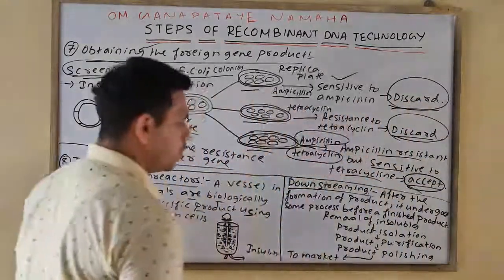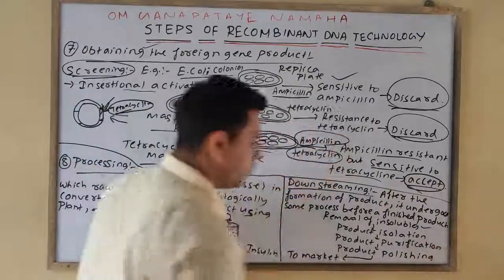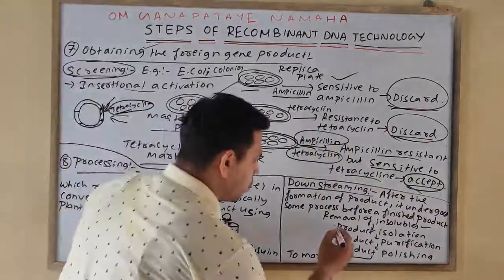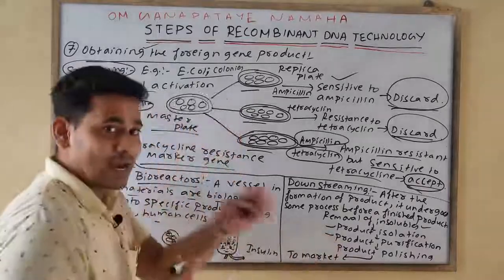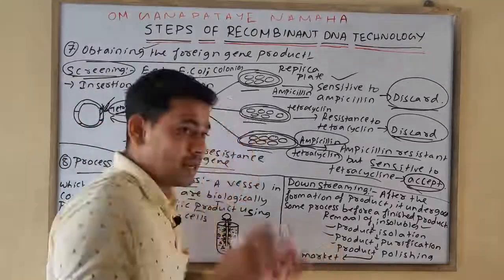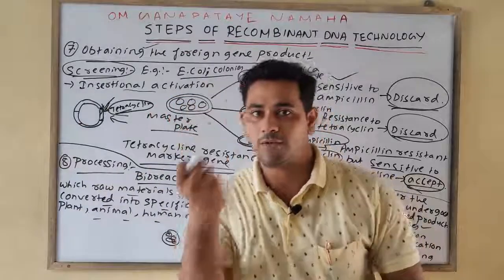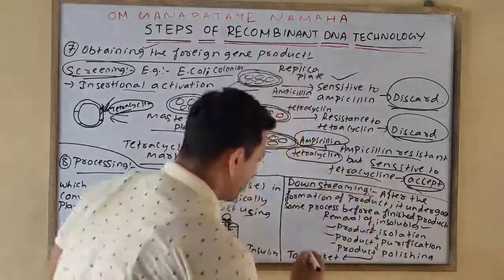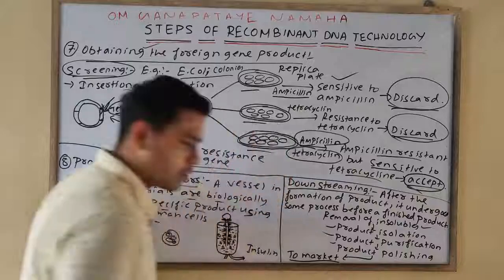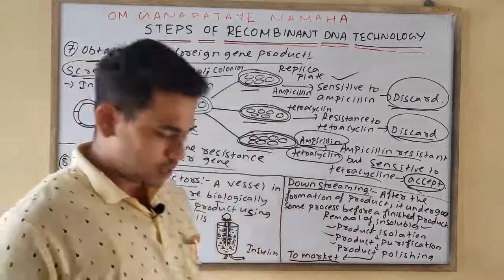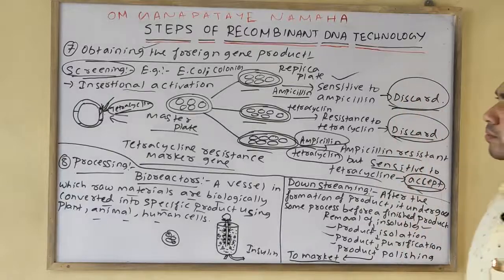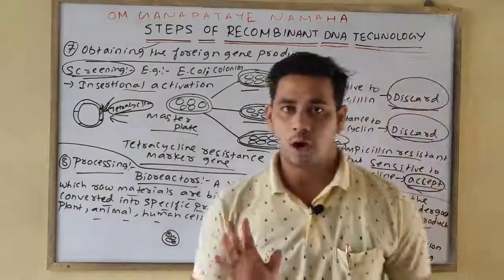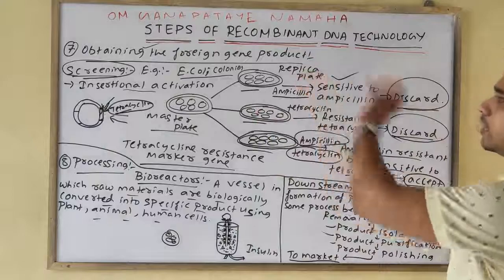What process will it go through? First the insolubles will be removed, then the product will be isolated, next the product will be purified, and at last the product will be polished. Then after polishing, when we get the final product, it will go to the market for commercial use. So, understood? The seventh step means obtaining the foreign gene product.